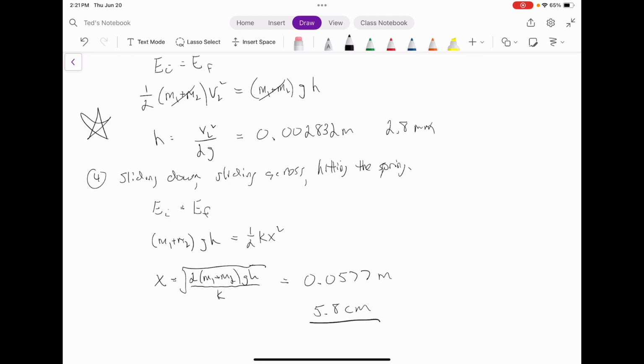Okay, that is the end of this problem, and I'm going to have to edit out some of the stuff in the middle where I couldn't find my mistake.